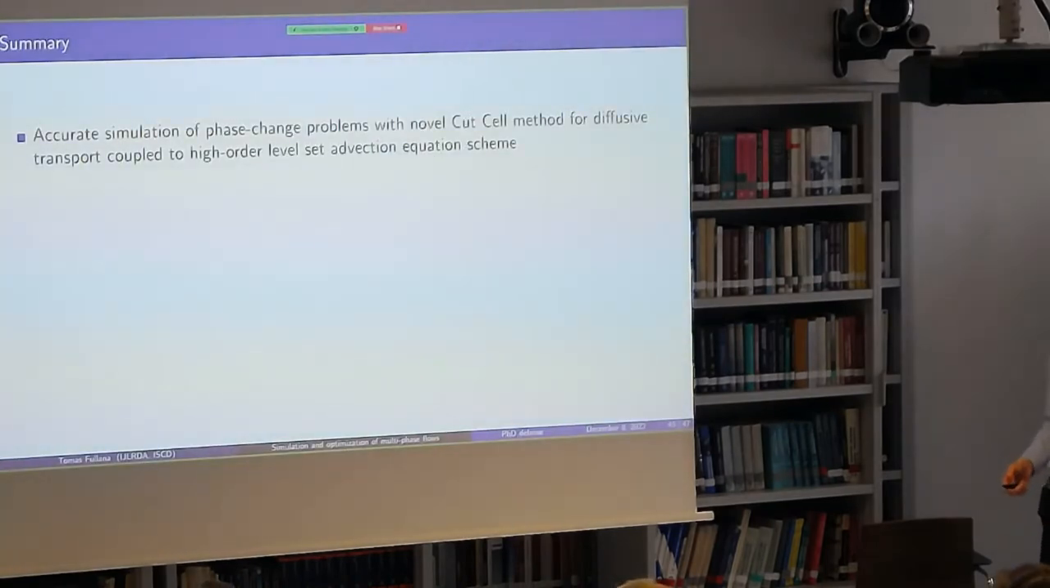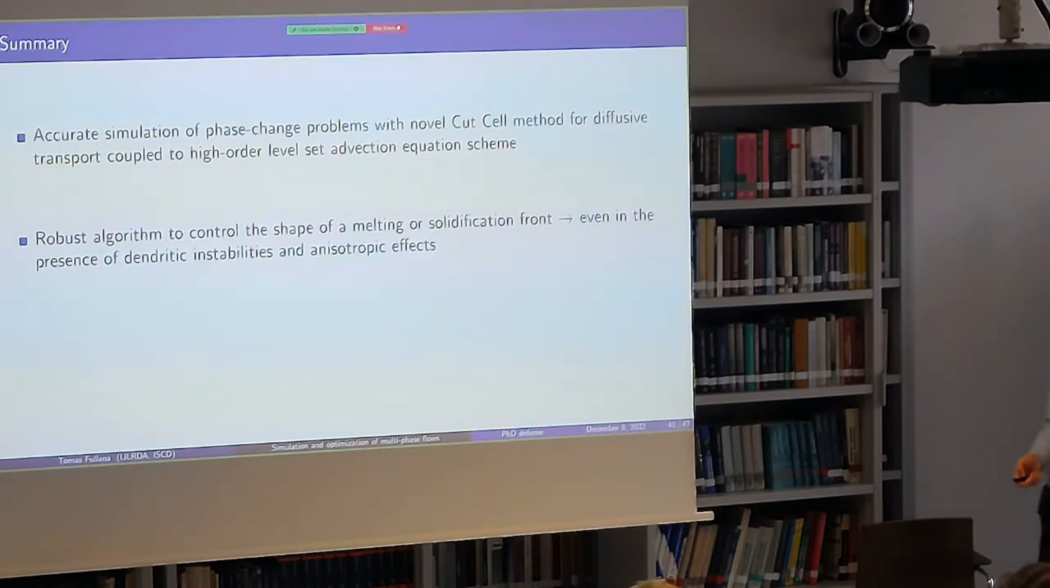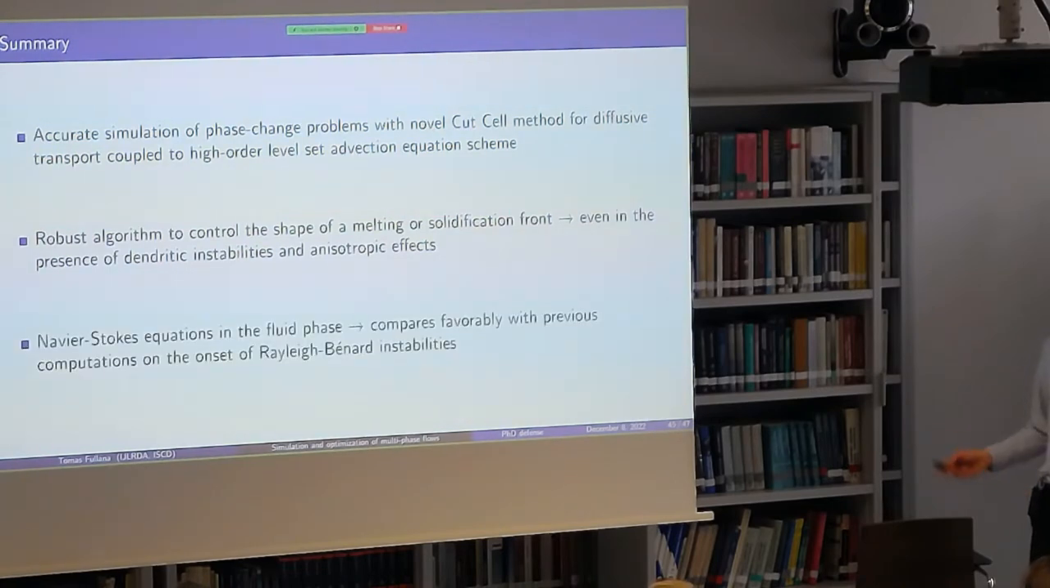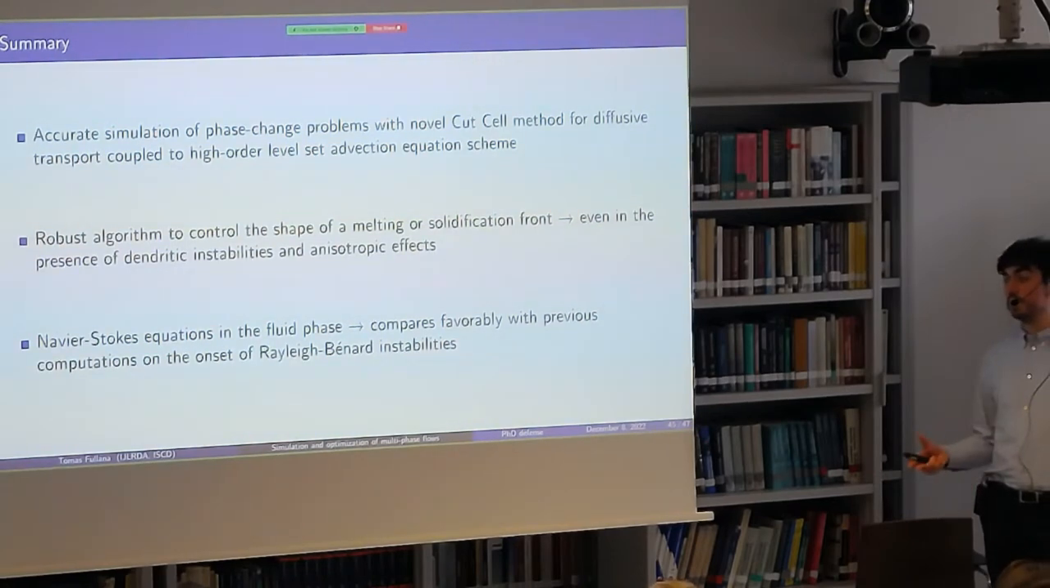So we have shown here that we are able to accurately simulate phase change problems with our novel cell method for diffusive transport. This was coupled to a level set advection equation by using a high order scheme. We showed also that we have a robust algorithm to control the shape of melting and solidification processes. So this works also in presence of dendritic instabilities and anisotropic effects. And we can also now simulate the fluid flow in the fluid phase with Navier-Stokes in the Boussinesq approximation. And this compares favorably with the previous limitations on Rayleigh-Bénard instabilities.